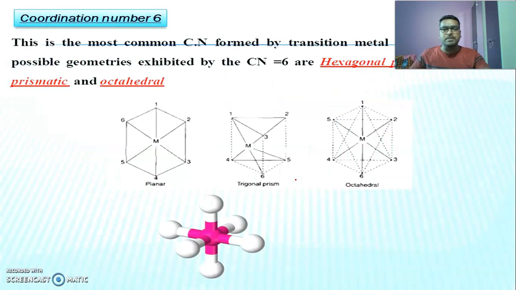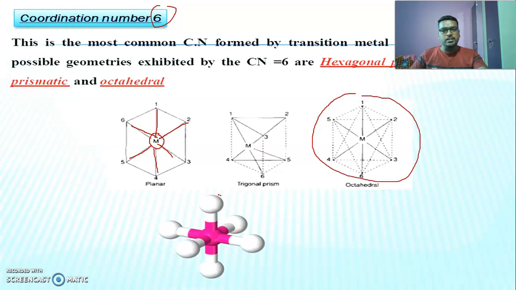Next, the most familiar form of coordination compound is coordination number 6. Here the expected geometry, the standard geometry, the regular geometry is octahedral geometry. So in this case, the central metal ion is present at the center and 6 ligands are present at the 6 corners of the octahedron. So see this picture. This is a 3D picture of this octahedral geometry.